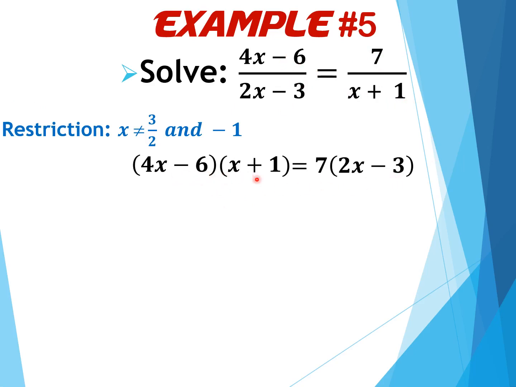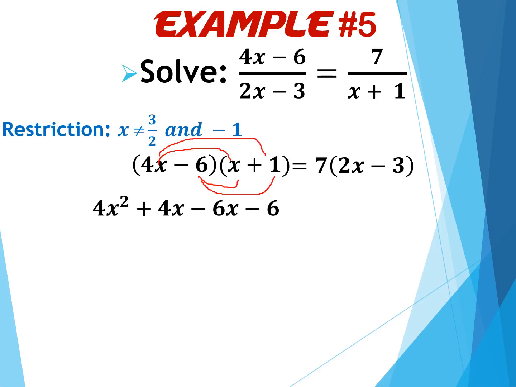4x minus 6 times x plus 1. We can use FOIL method, distributive property. So this will be 4x squared. This will be positive 4x. This will be negative 6x, and then you will have negative 6. Okay, and this will give you 14x minus 21.